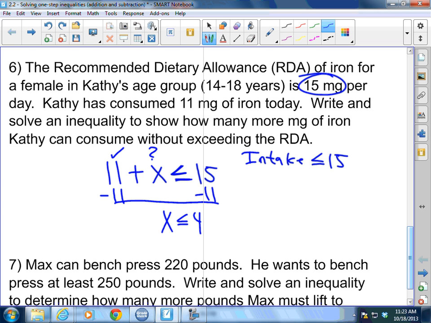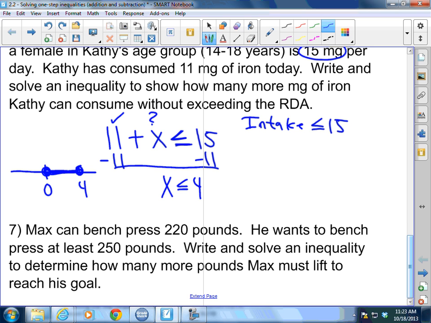That's exactly right. However, we're dealing with real life stuff. So when I graph this, do I go into the negatives? No, I stop at 0. Why? Because I can't take less than 0. You can't take a negative pill. Yes, sir. Or a negative vitamin. Does that make sense? Yes, sir.